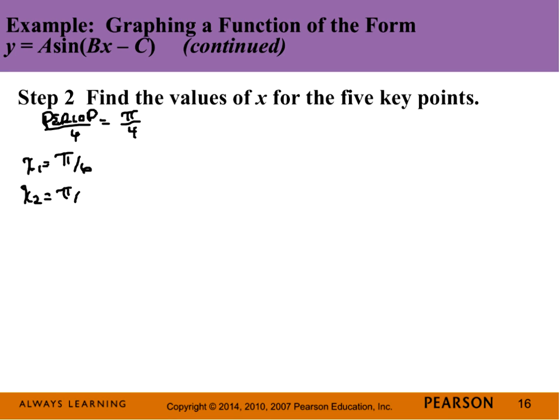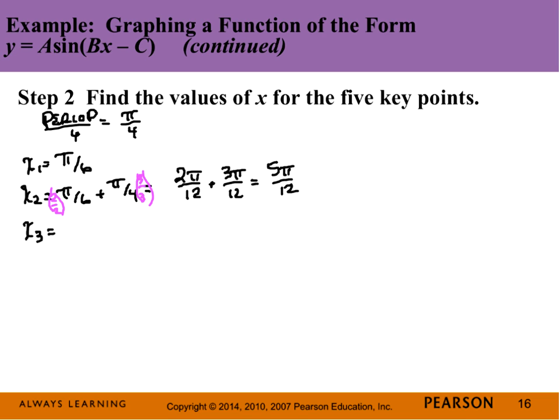My x2 is pi over 6 plus the pi over 4. I need to get a common denominator here to be able to add these fractions. So I'm going to multiply this by 2 over 2 to make a 12 in the denominator, and this by 3 over 3. And I have 2 pi over 12 plus 3 pi over 12. So I have 5 pi over 12, and that does not reduce any further.